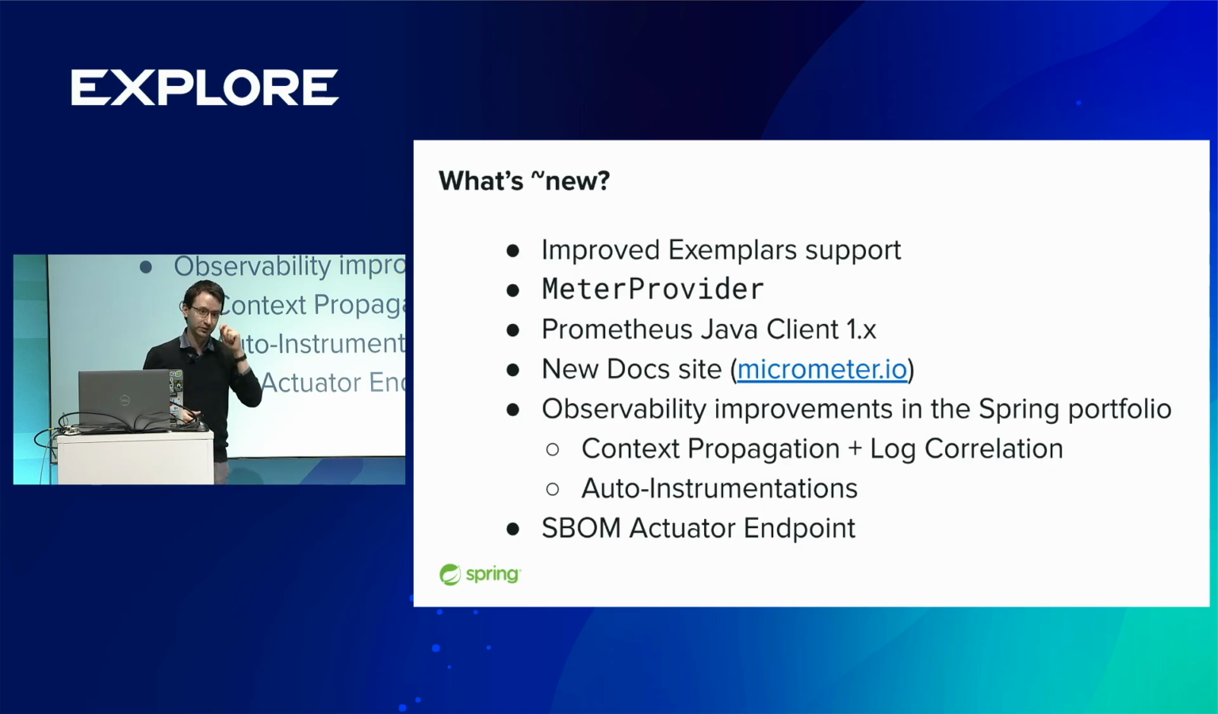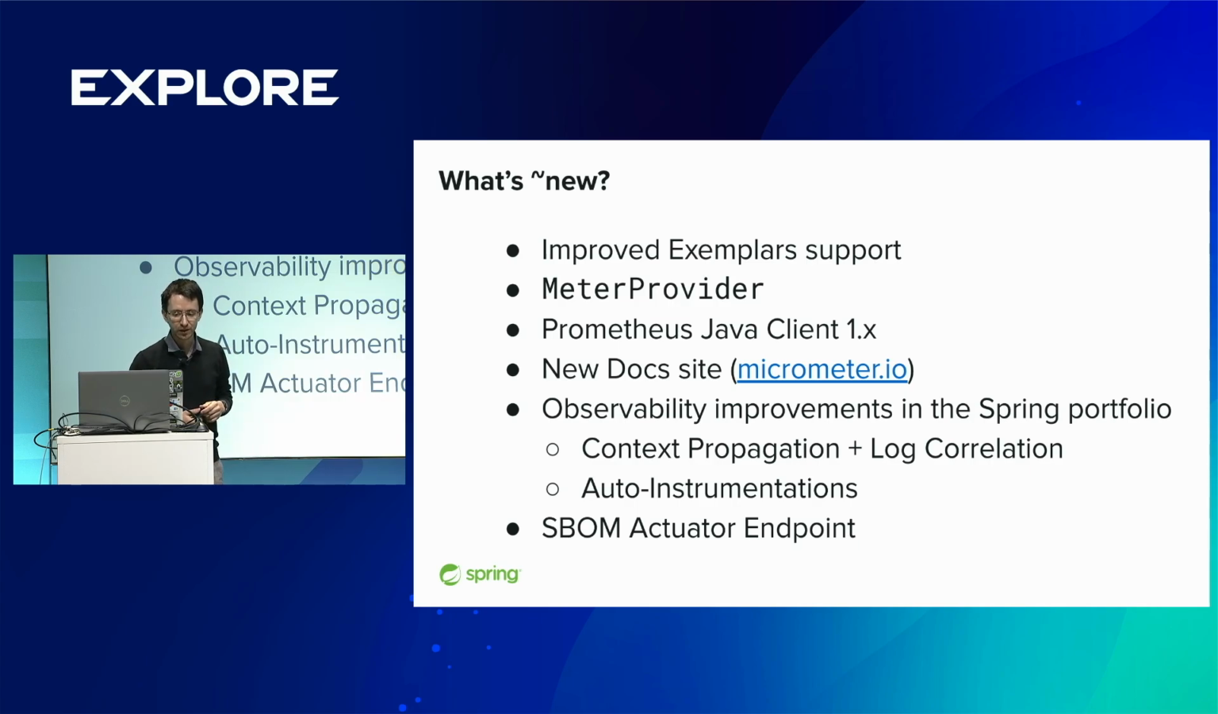We also moved Micrometer to use the Prometheus Java Client 1.x because Prometheus, after 9 years, released a 1.x stable version of the client. It was 0.x before for 9 years. So now Micrometer has it. If you are broken because of this, you can go back just by depending on another dependency. Just look into the release notes, or we have a guide for how to migrate.